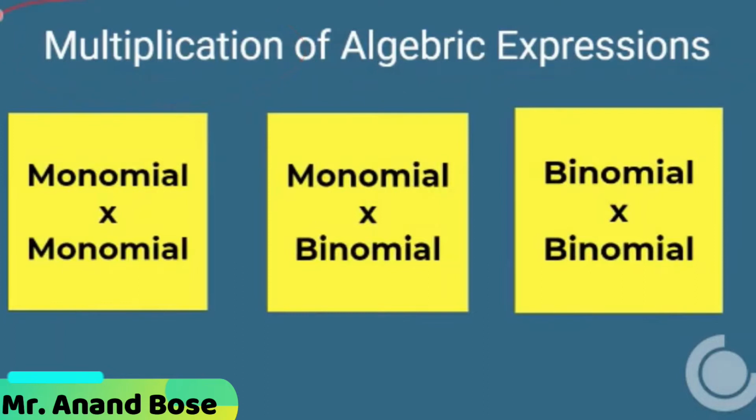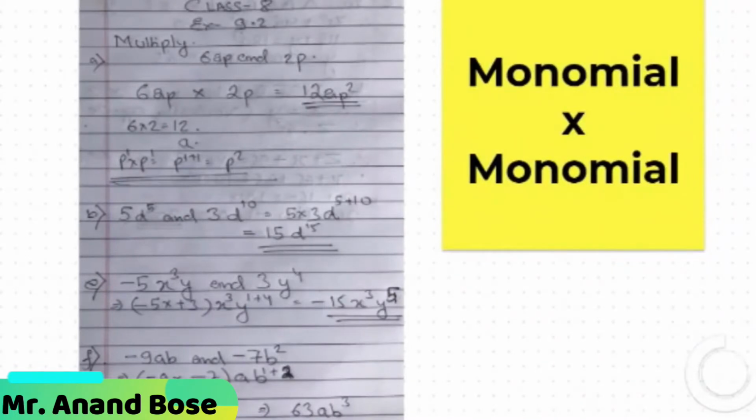In this chapter you have multiplication of this category: monomial by monomial, monomial by binomial, and binomial by binomial. These are only technical terms. In order to make you understand, I will go to this portion. Monomial by monomial means you are supposed to multiply two algebraic expressions with single terms.